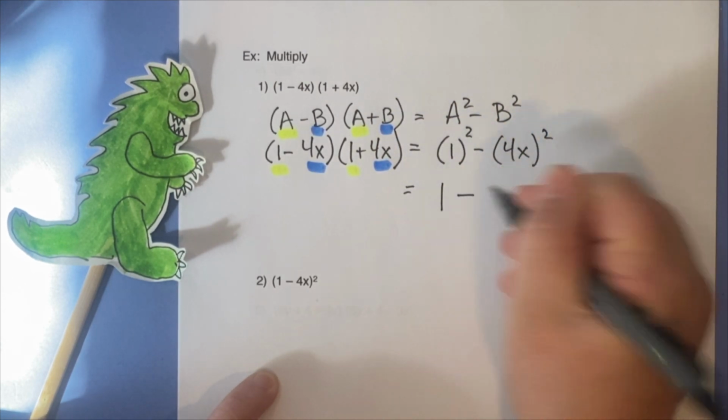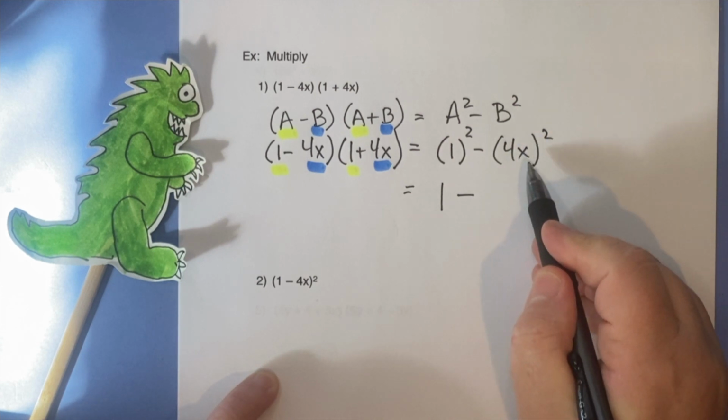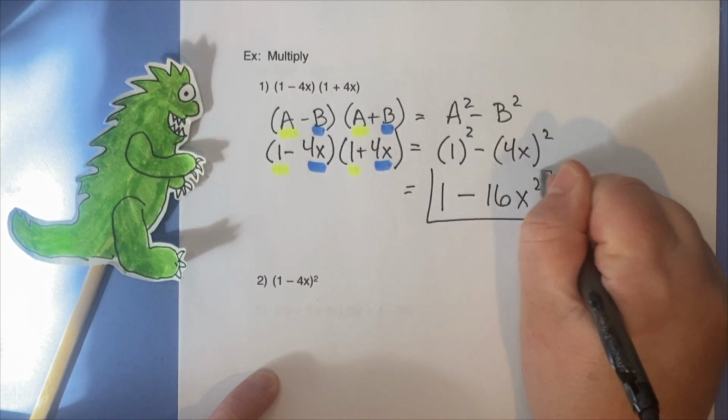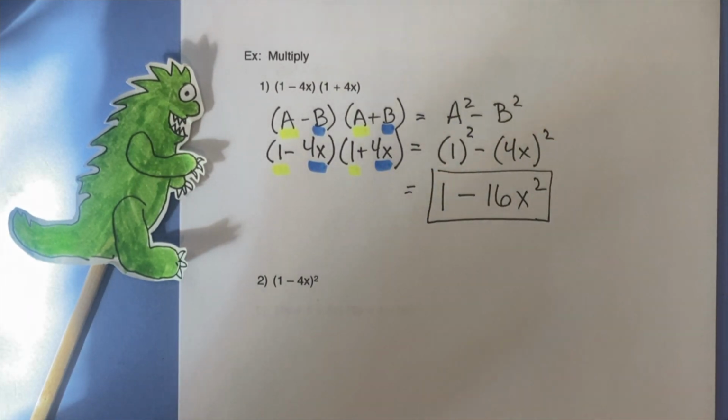So I get 1 minus, and remember to square everybody in this. So it's 4 squared and x squared, so I get 16x squared, and we're done. So the formula takes some of the extra work out. Woohoo! Let's do another one.